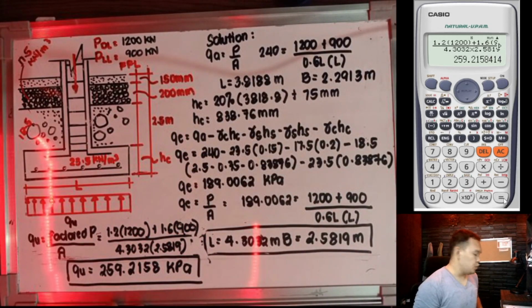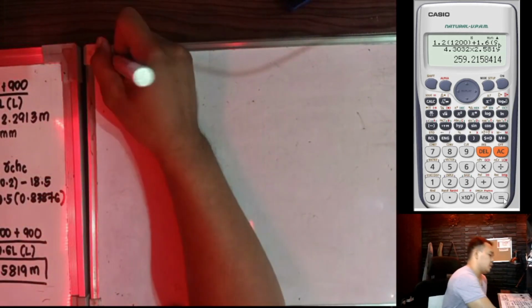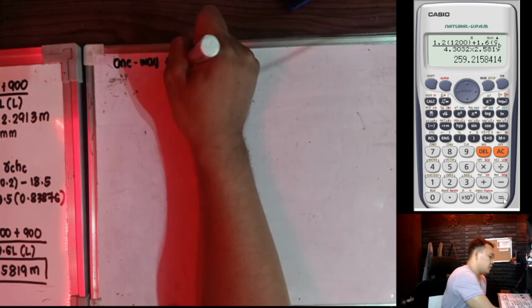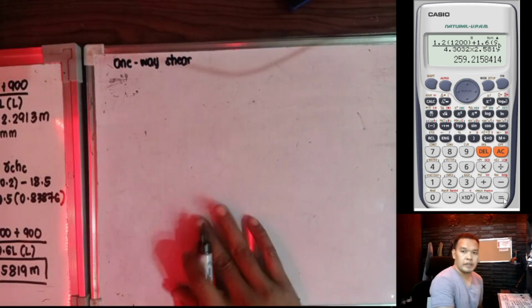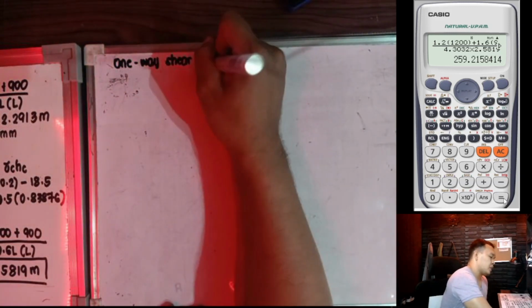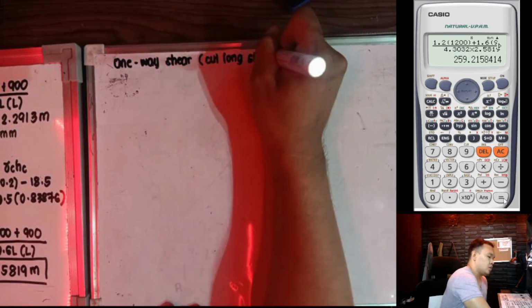Okay, so since we have QU, we can now compute the effective depth by shearing and punching shear. But we all know that since it's a rectangle, we have shearing along the long side and shearing along the short side. Okay, so we have here one-way shear. Same formula for along long and along short. So we should say, along first, cut at the long side. So we will cut at the long side.